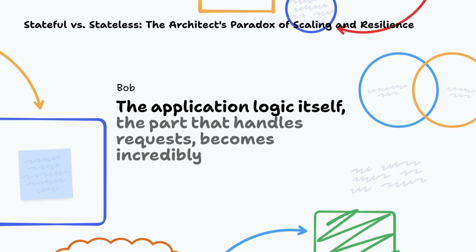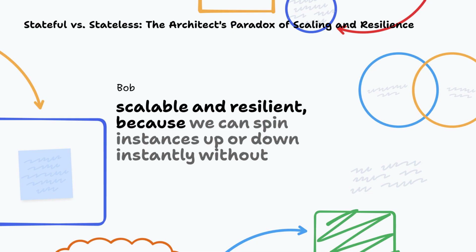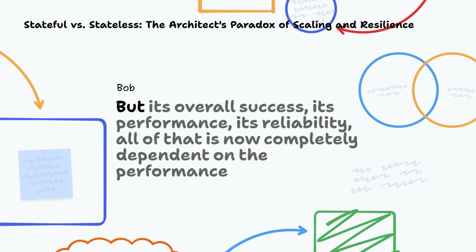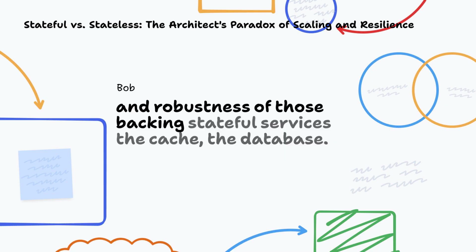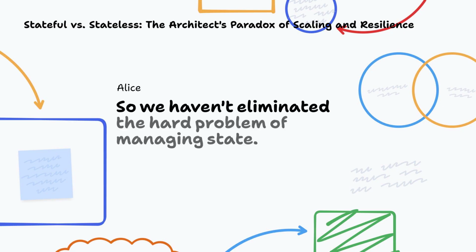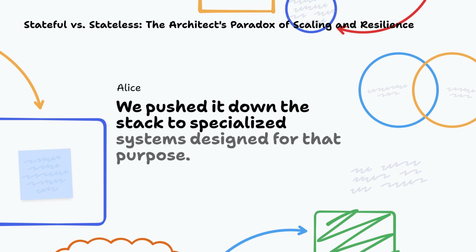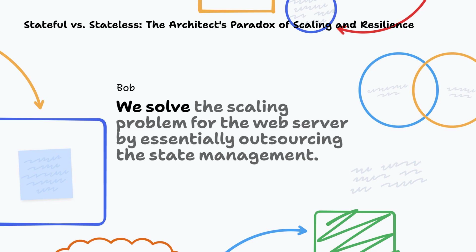The application logic itself, the part that handles requests, becomes incredibly scalable and resilient because we can spin instances up or down instantly without worrying about losing user sessions tied to a specific machine. But its overall success, its performance, its reliability, all of that is now completely dependent on the performance and robustness of those backing stateful services, the cache, the database. So we haven't eliminated the hard problem of managing state. We've just delegated it. We pushed it down the stack to specialized systems designed for that purpose. Precisely. We solve the scaling problem for the web server by essentially outsourcing the state management.